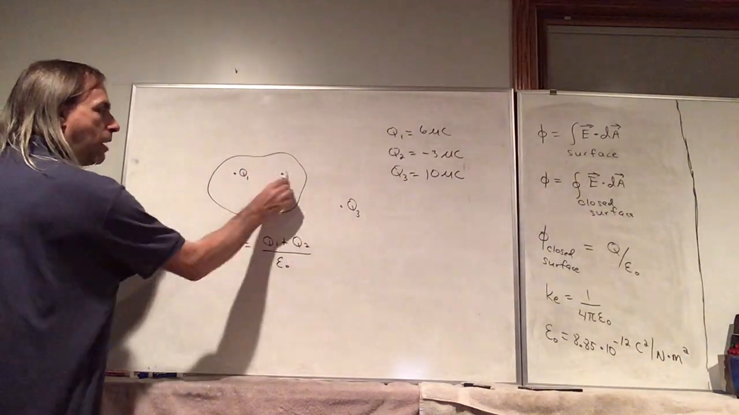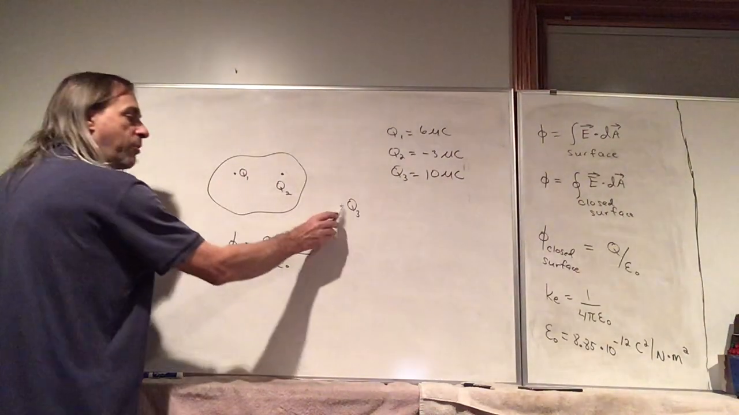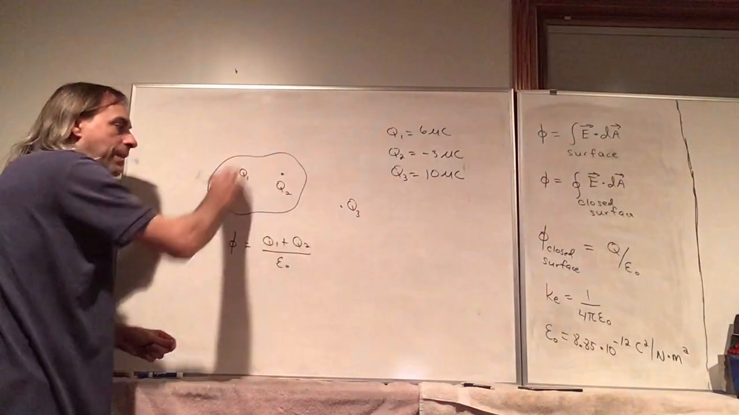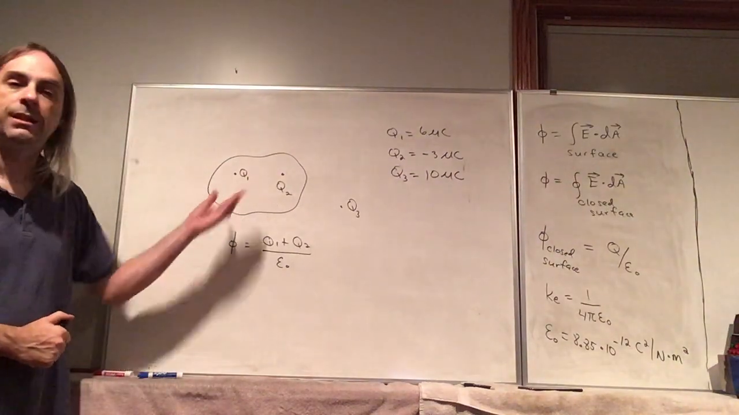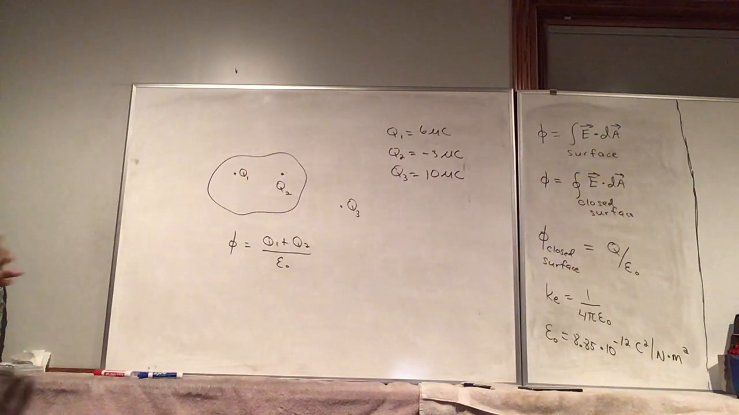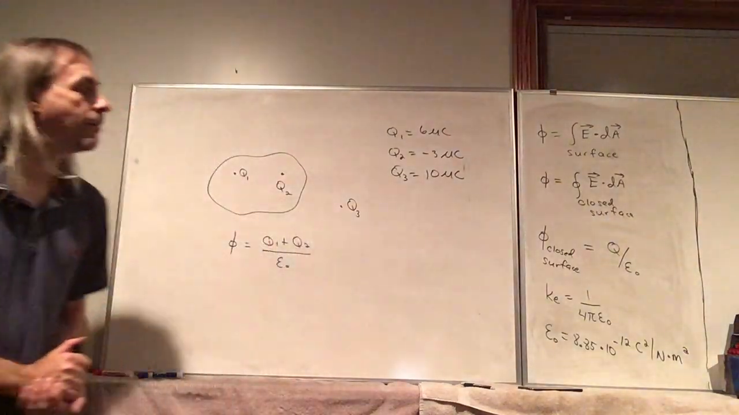It's going to be Q1 plus Q2 over epsilon naught. So Q3 is outside, so the surface encloses this volume, and that Q is just whatever charges are inside our volume. They're inside the surface. And so Q3 is outside, we completely ignore it. And again, that is a very profound statement.